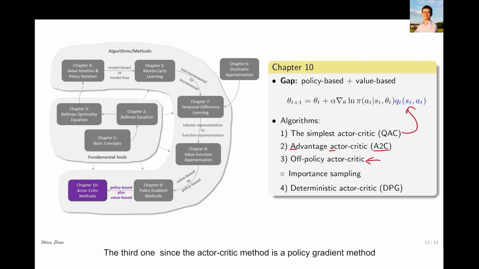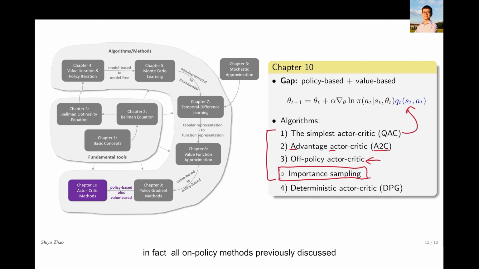The third one, since the actor-critic method is a policy gradient method, it is on policy. Can it be transformed into an off-policy method? The answer is yes. We can employ a technique called importance sampling. Importance sampling is not limited to actor-critic methods. In fact, all on-policy methods previously discussed can be converted to off-policy methods using importance sampling.